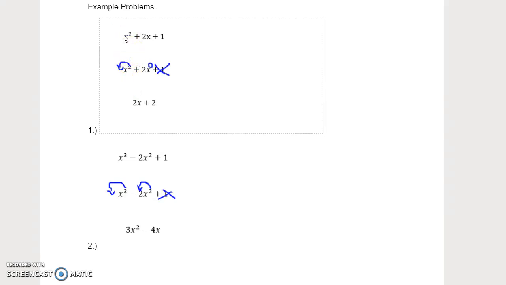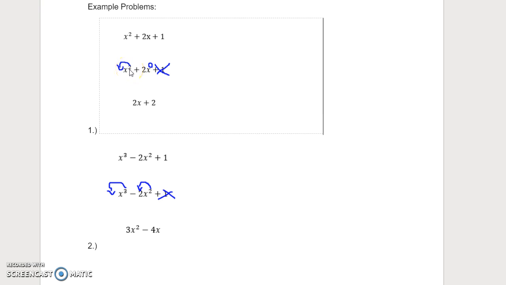Hello class. Today we will be going over finding the derivative of trinomial functions. I will show three different scenarios and how the derivative reacts in each scenario. So here, looking at the first problem, we have x squared plus 2x plus 1.